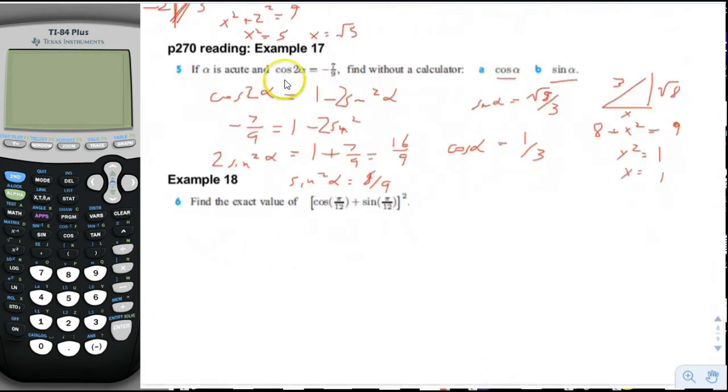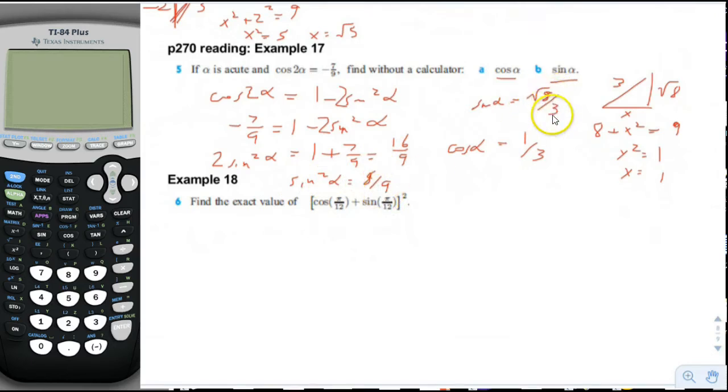Number 5. So we could use the formula cosine of 2 alpha equals 1 minus 2 sine squared alpha. And we know that cosine 2 alpha is negative 7/9, so we put that in, is equal to 1 minus 2 sine squared alpha. And then now we're just going to solve for alpha. So we move this to the left side, 2 sine squared alpha. We add 7/9 to both sides. We get 1 plus 7/9 equals 16/9. So we have sine squared of alpha equals, and we divide both sides by 2, we get 8/9 here on the right. And then we take the square root of both sides, we get sine alpha is equal to the square root of 8/3.